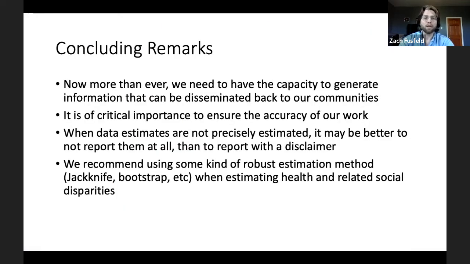And so, in concluding, in light of the COVID-19 crisis and the need for rapid response, both at a community level and at a policy level, it's clear that the capacity to generate information that's accurate and can be disseminated back to our communities and to policymakers has essentially become a requirement. Because these issues can impact policies and organizational decisions that affect the livelihoods and health of people living in the city and across the country, it's of critical importance that the estimates we as researchers generate are accurate and that we have faith in the data that we are displaying.